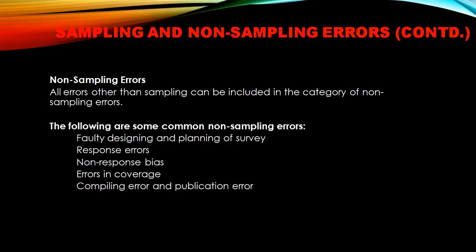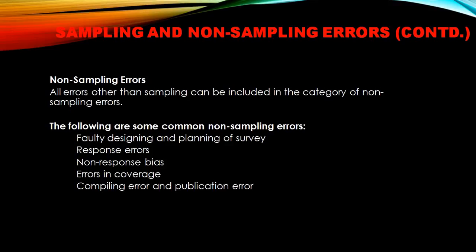And what are non-sampling errors? These are quite simple as well. Faulty designing and planning of the survey. If I design and plan my survey in a faulty way, that can be a serious problem. Then I have response and non-response errors. If the respondent responds and gives me a wrong response, that also is a problem. And sometimes the respondent is not willing to respond, that also is a problem.